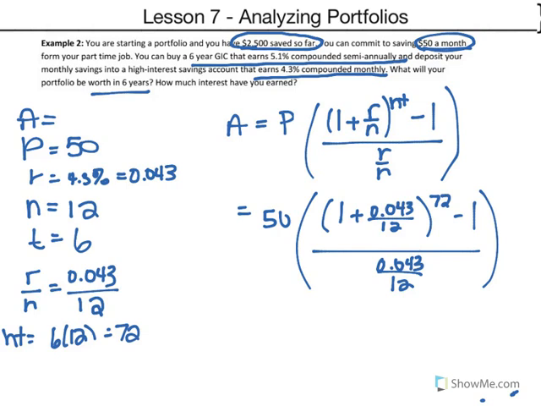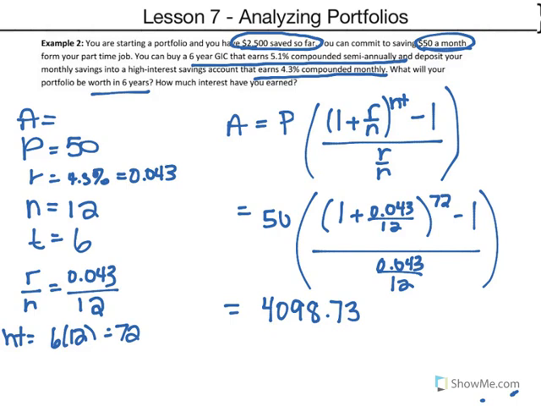So we're going to plug this all into your calculator, starting with the top. 0.043 divided by 12 equals, plus 1 equals, to the power of 72 equals, minus 1 equals, divided by, bracket, 0.043 divided by 12, bracket, equals. And then you should times that by 50, and you will get $4,098.73. So that is how much you're making on your monthly savings for 6 years. Write that number down, make sure you have it.